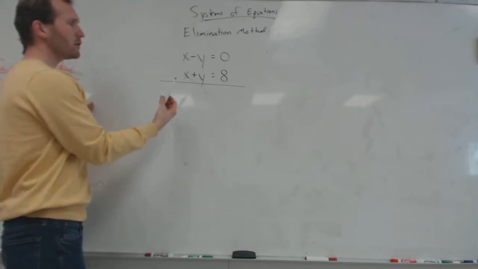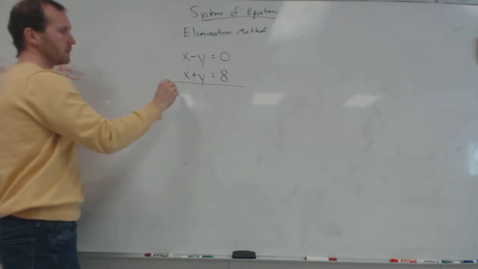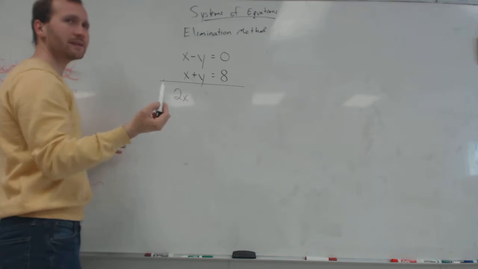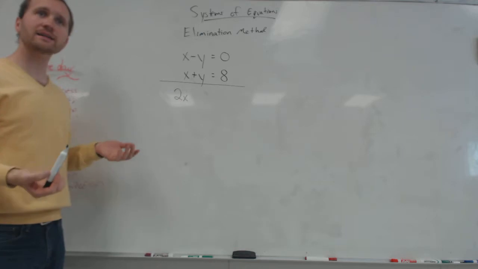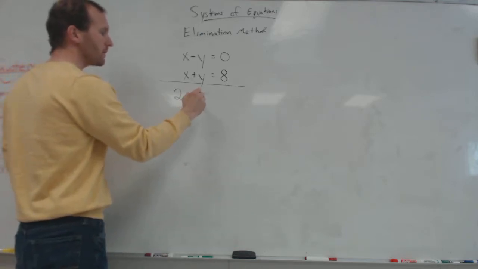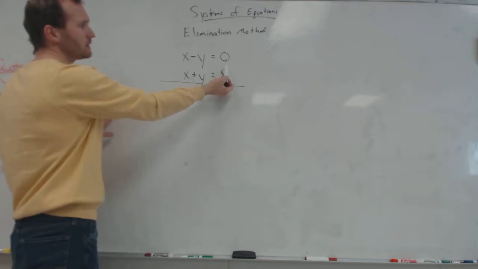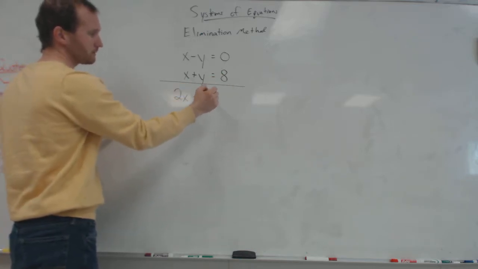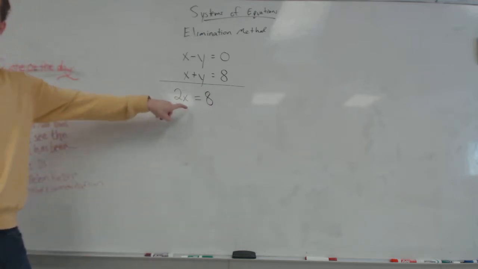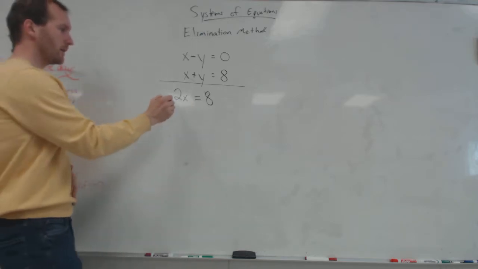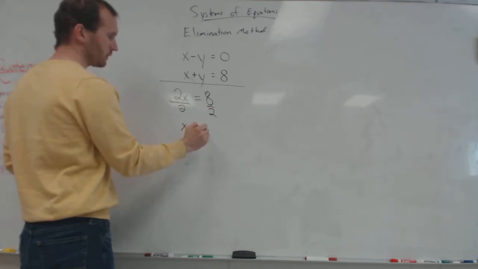The first step here, to use the elimination method, you're going to add x plus x, which is 2x. Then this is the key. Negative y plus y, that's 0. So one of the variables actually drops out. And that has to happen for this to work. 0 plus 8, which is 8. Now I can solve this. 2x equals 8. I'm going to divide both sides by 2. And I find that x would equal 4.